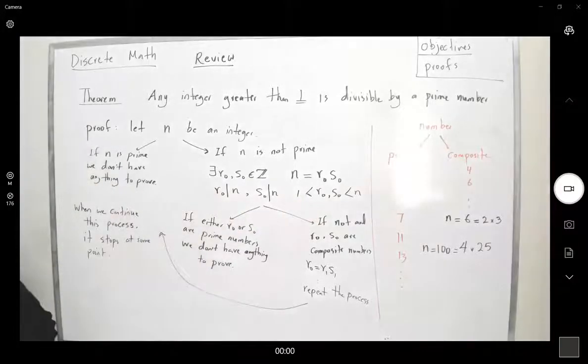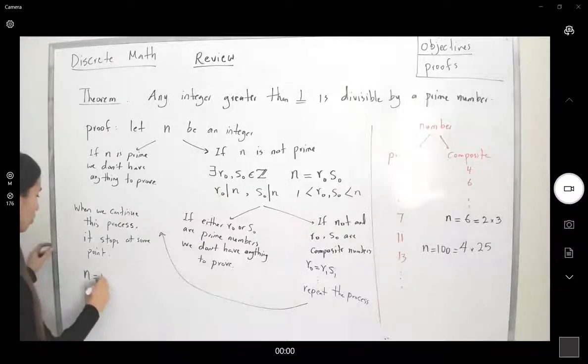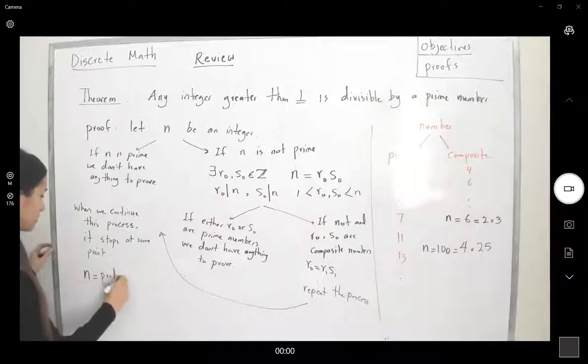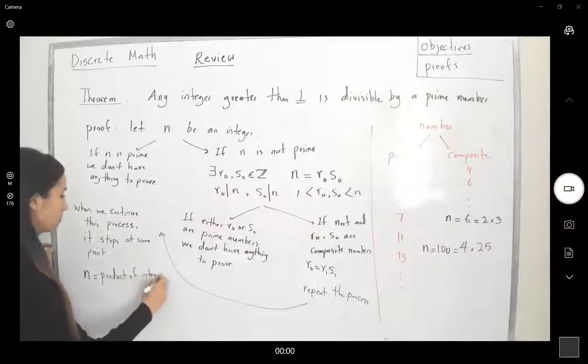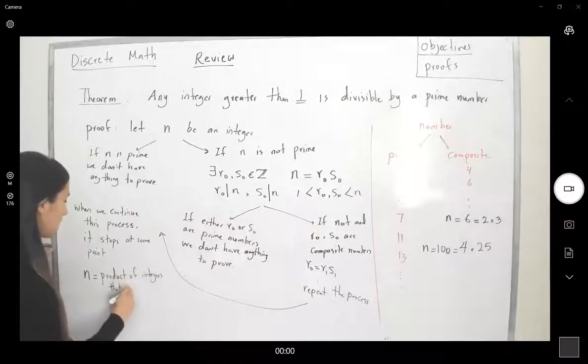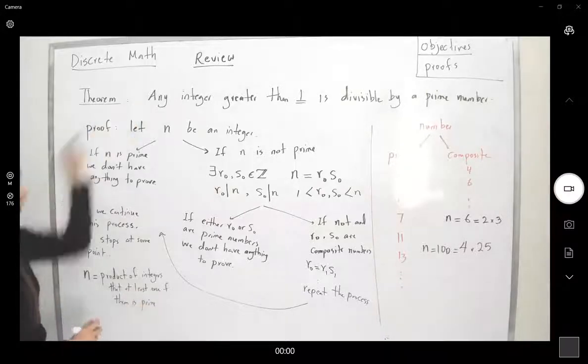So we write it this way. We write n as the product of integers, at least one of which is prime. So we're done.